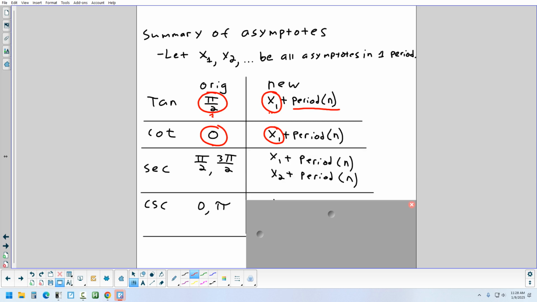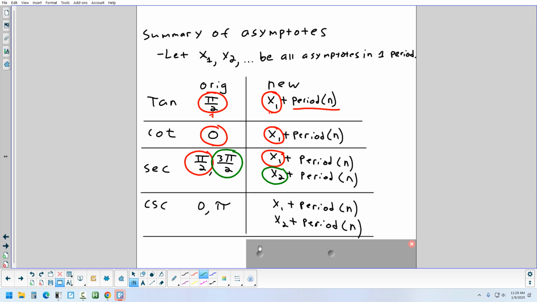Same thing for these two, except you have to figure out two of them. You have to figure out where that asymptote is going to move to, and then you have to figure out where that asymptote is going to move to. Once you know the two new locations, tell me that those two new asymptotes repeat every single cycle. Okay? And it's the same thing for cosecant. You have to figure out the two new locations of the original asymptotes, and then tell me that those repeat forever.